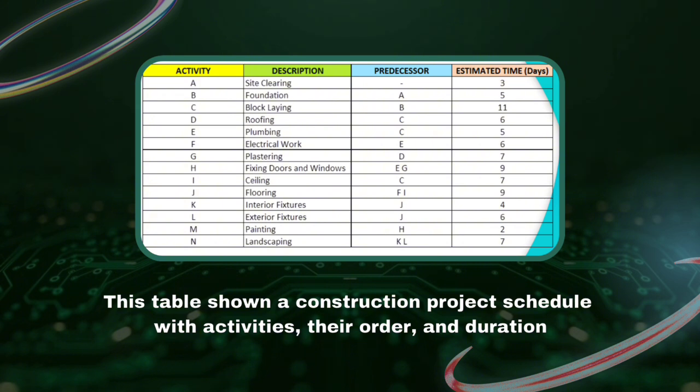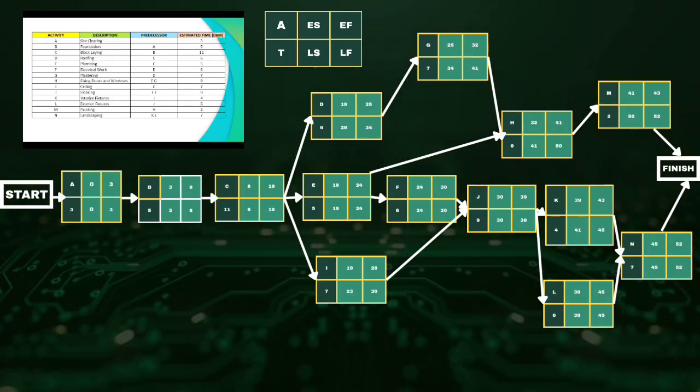The total duration of the project is 52 days, ending with landscaping. From site clearing to landscaping, this plan ensures a smooth workflow, allowing for efficient monitoring and timely completion of the construction project. We will proceed to the actual project network, where we're going to apply the convention method.